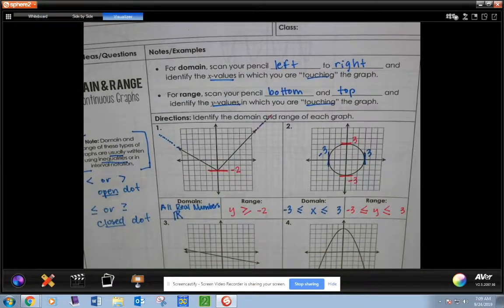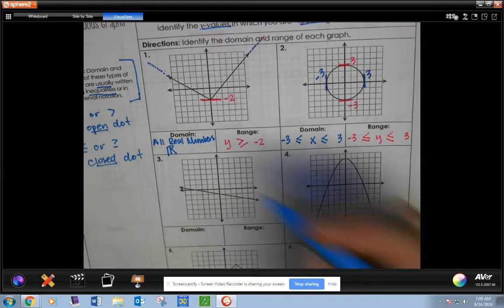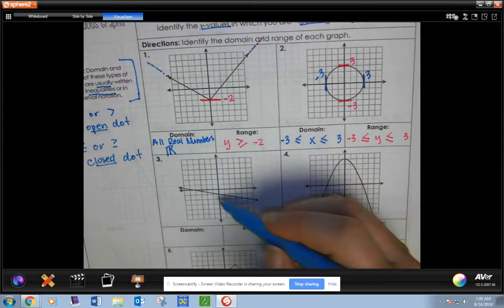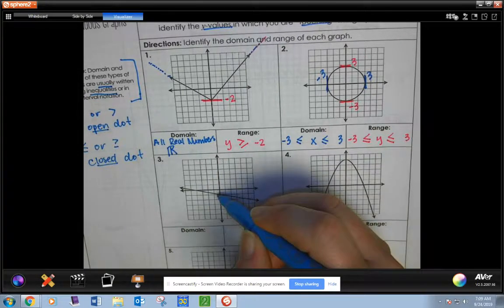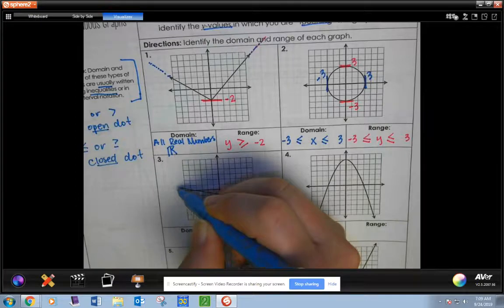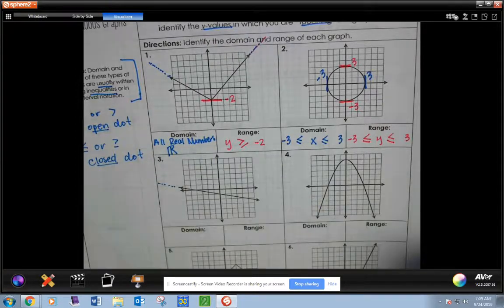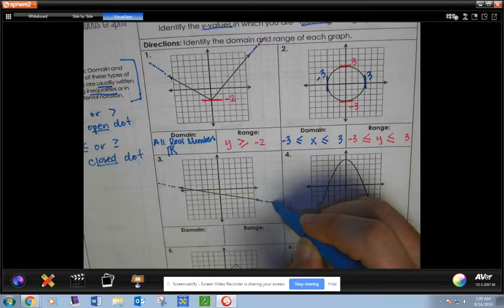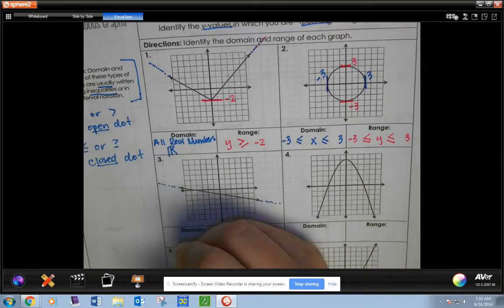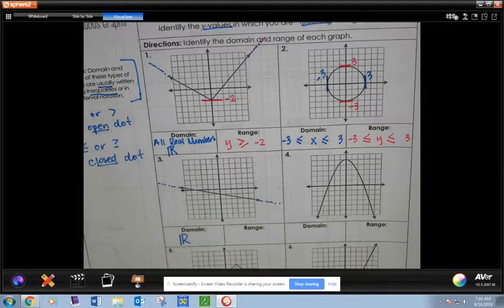Okay, so now going to number 3. I'm going to start right here in the middle. Remember, we're looking at the slanted line, not the axis. As I scan to the left, I follow this line and there's an arrow which tells me it's going to just keep going. As I scan to the right, there's another arrow which tells me this just keeps going. So therefore, I know that my domain is all real numbers.